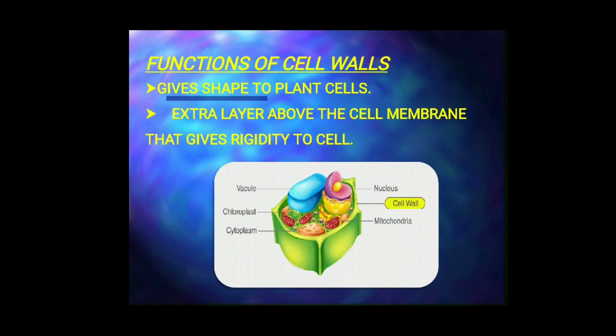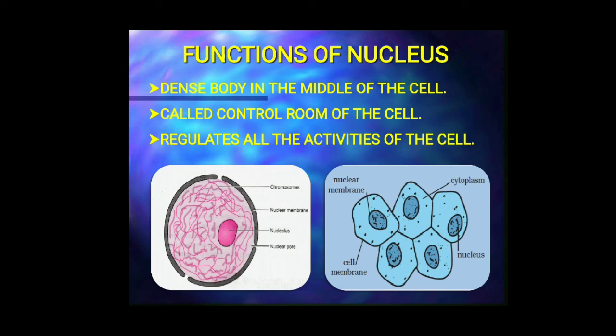In the plant cells, that is, when you are observing the onion peel cells, you can observe another layer over the cell membrane. That layer is nothing but cell wall. Cell wall is present only in the plant cells. It is absent in animal cells. The cell wall gives rigidity to the cell. And in both the cells, you can find a dense round body called nucleus.